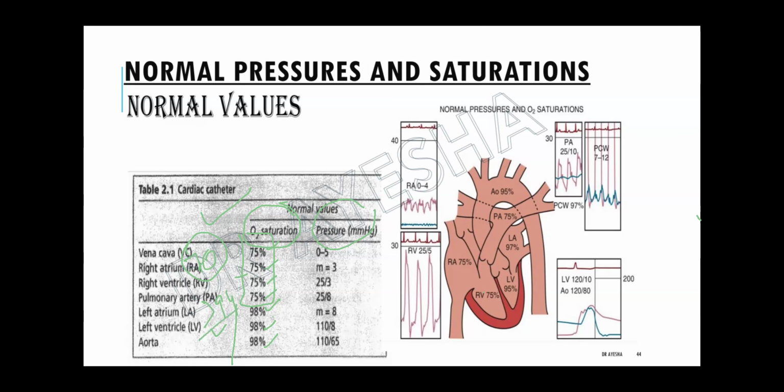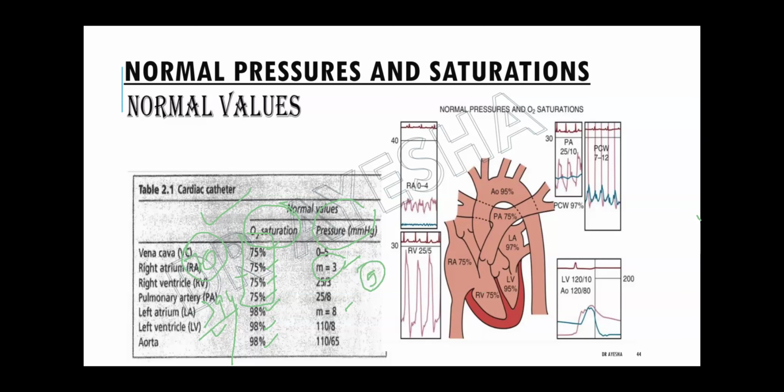Now, when we talk about the pressures in the atrium, either the right atrium or the left atrium, the pressure is very small in the atrium. Just remember around 5. This is normal, okay, around 5.